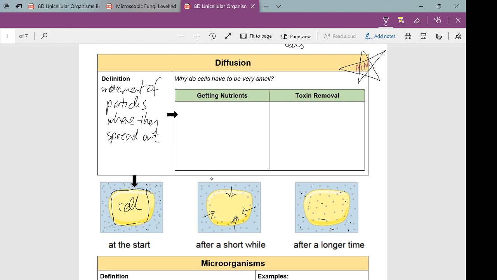So let's have a think about it now. Another sticker drawn. Why do we think in terms of our cells needing nutrients? If you think about this picture now and what diffusion is, how we get the nutrients inside the cells. Why do you think that the cells have to be very small? If a cell was super, super big, what do you think would happen to diffusion?